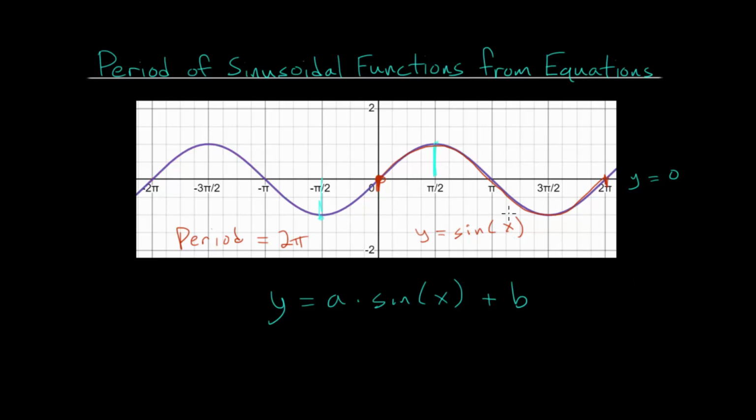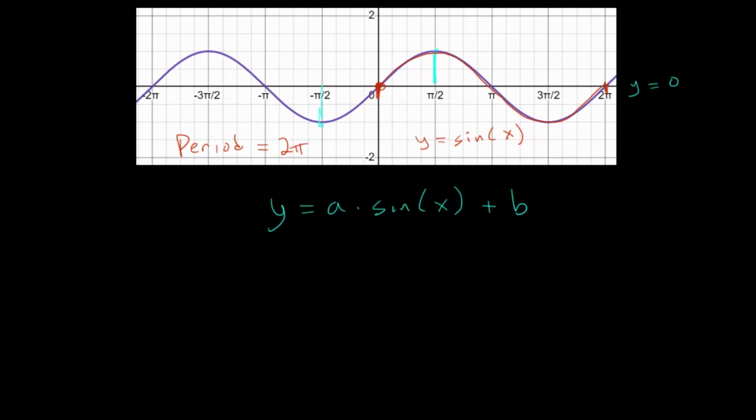Now, like I mentioned, the main way to affect the period is to multiply the independent variable by some constant. We essentially need to horizontally stretch or squish this function. So let me just make a little bit more room here. And let's first consider just what happens when we multiply this parent function on the inside by some constant.